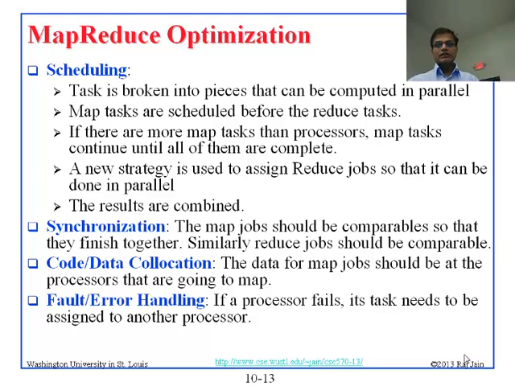Alright, synchronization. The map jobs should be comparable so that they finish together. Now it is not necessary, but if you have one job which finishes after 100 units and everything else has 1 unit, then 99 units somebody is waiting for nothing. Right? Either new map jobs cannot be assigned, or reduction cannot be completed. So you really need to divide.